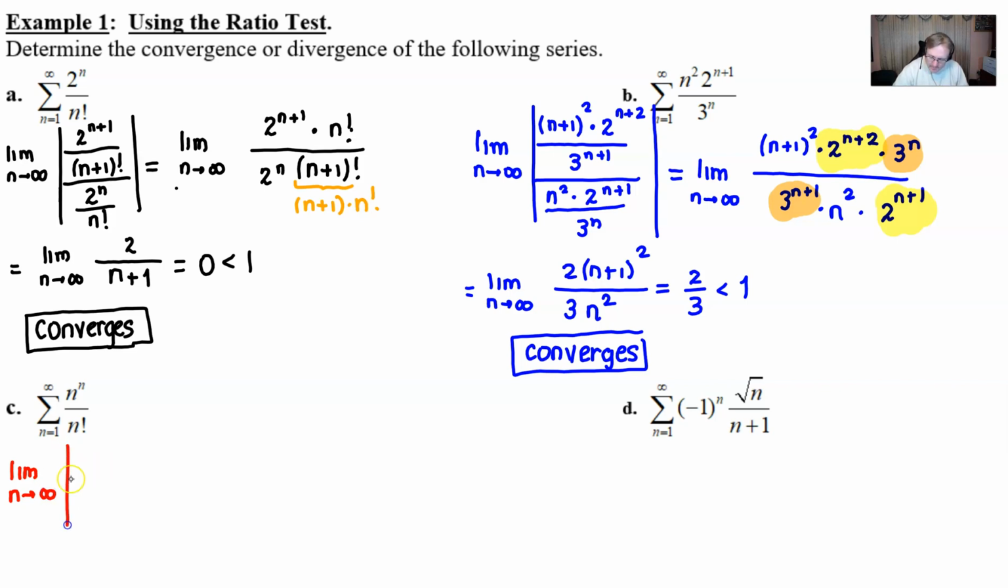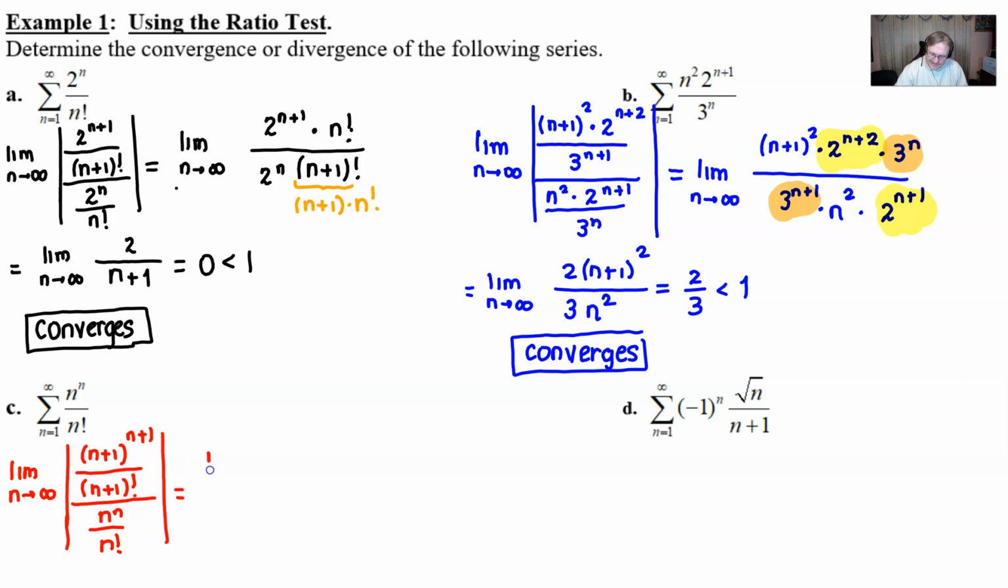So here we go. The n to the n is going to become n plus 1 to the n plus 1. Divide that by n plus 1 factorial. And then all of this is divided by n to the n over n factorial. Oops, I already made a mistake. I didn't make this n factorial an n plus 1 term. I've got time to fix that. There we go. That's what I should have said. So hopefully that makes sense. That's your n plus 1 term divided by your nth term.